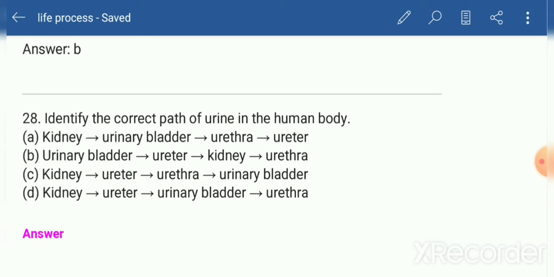So this is all about the MCQs regarding the life processes.